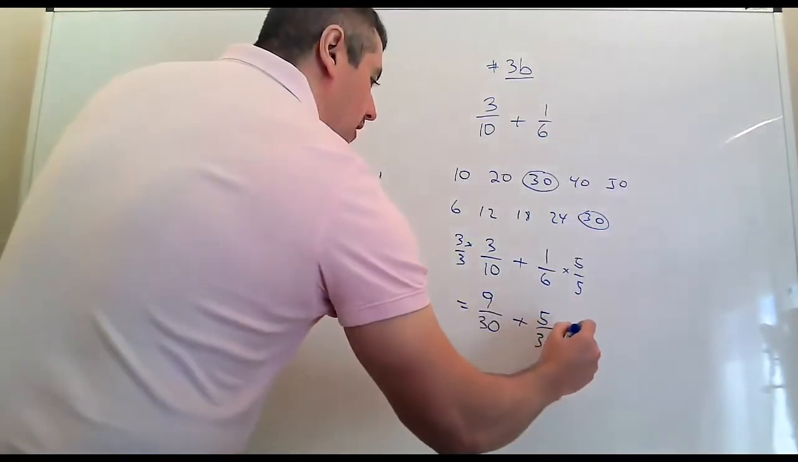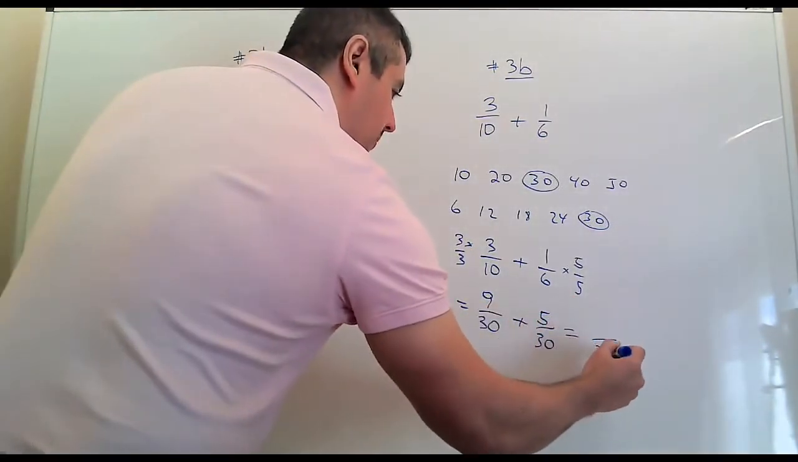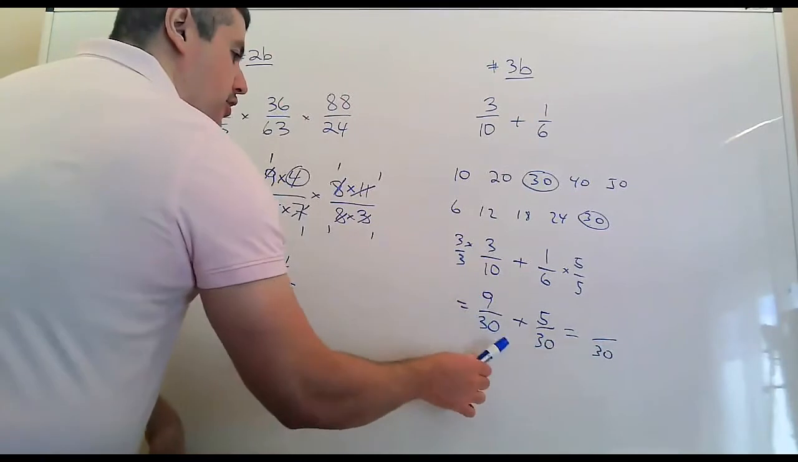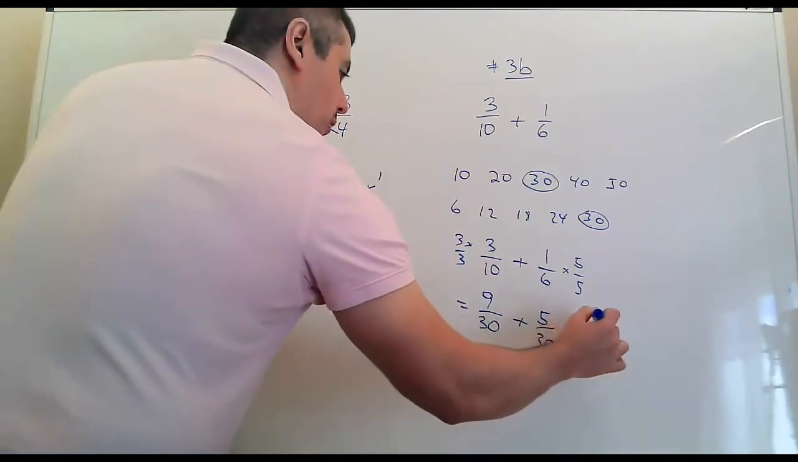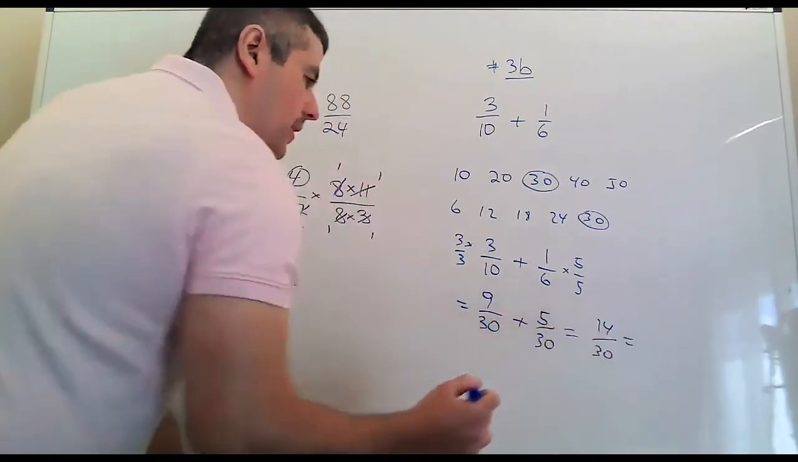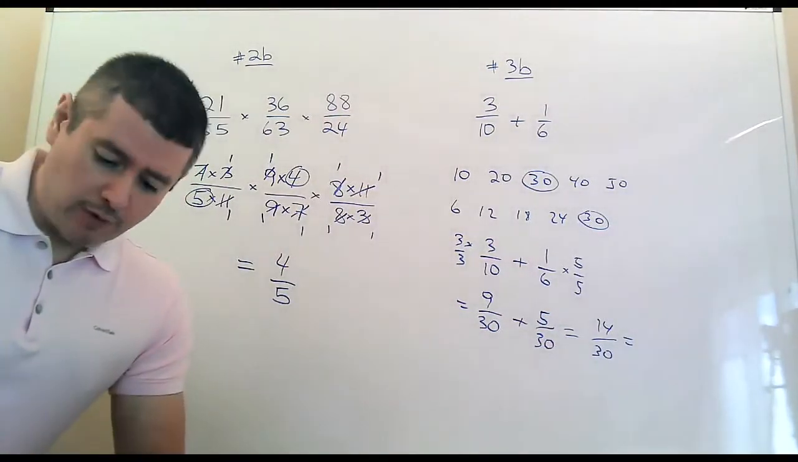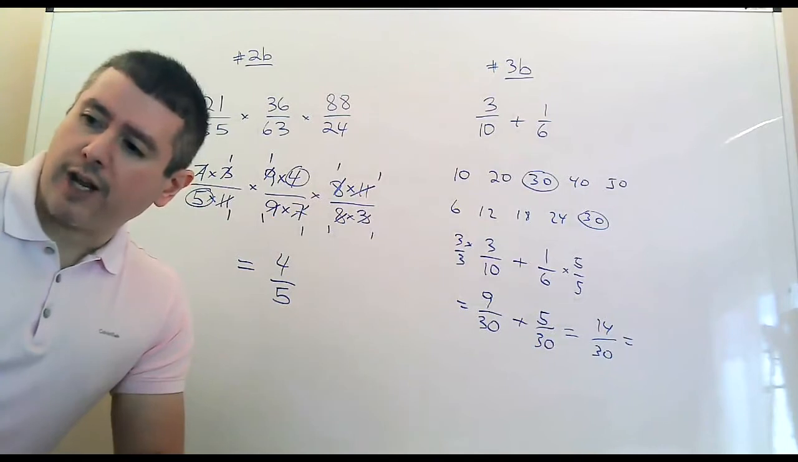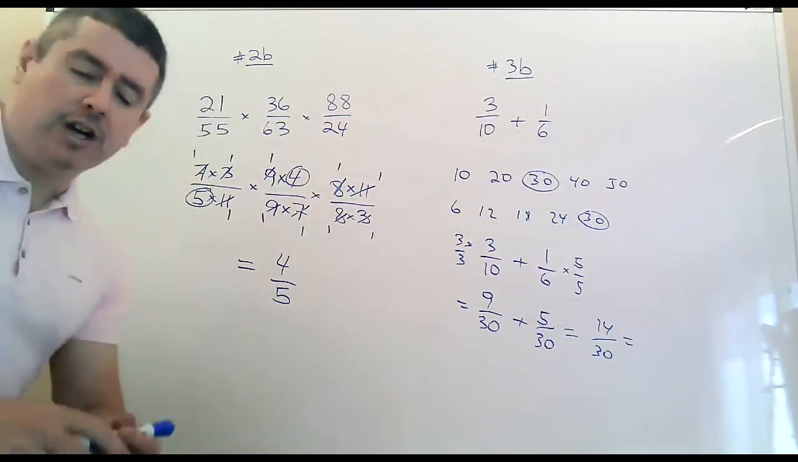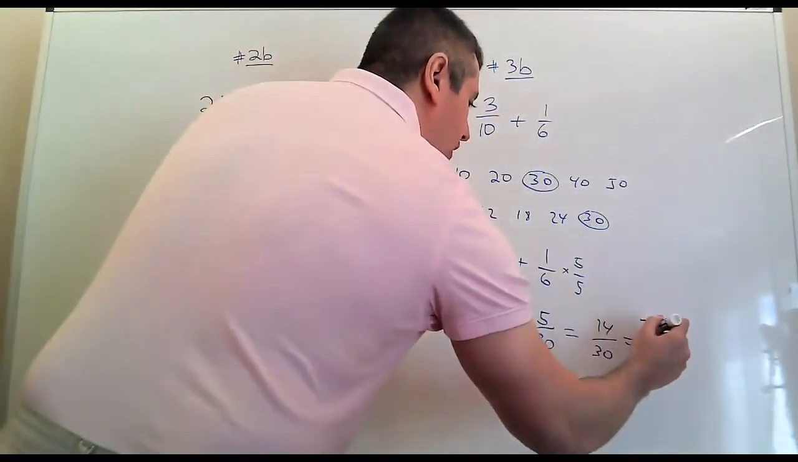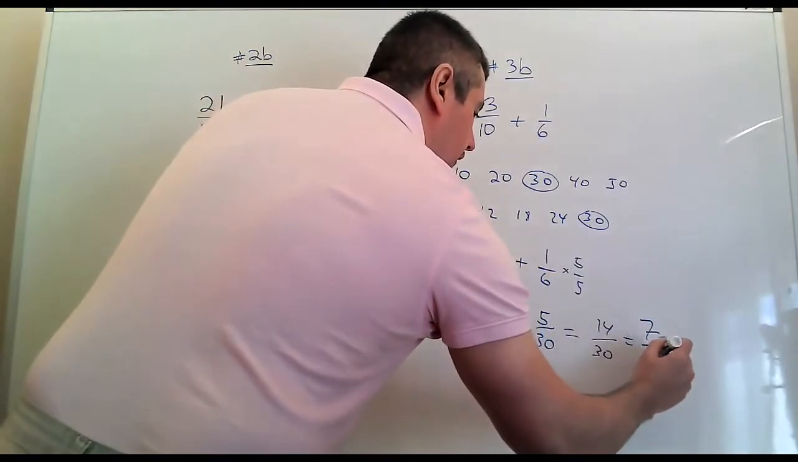Now, keep the bottom the same. Don't blow this and make this 60. You took 9 out of 30. I took 5 out of 30. So together, we took 14 out of 30. But 14 and 30 are even numbers. 14 is divisible by 2, and so is 30. Cut them in half. Half of 14 is 7. Half of 30 is 15.